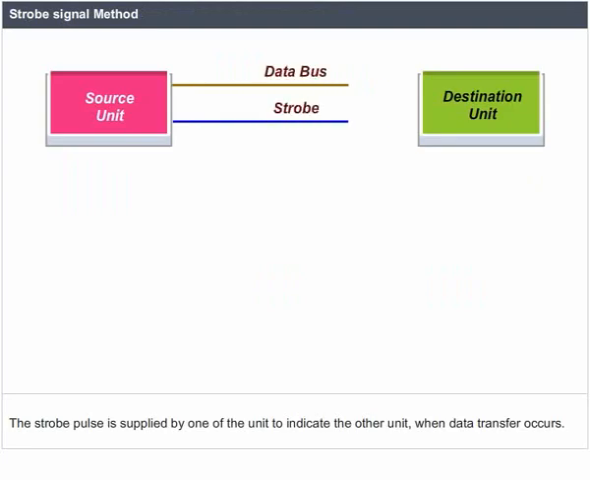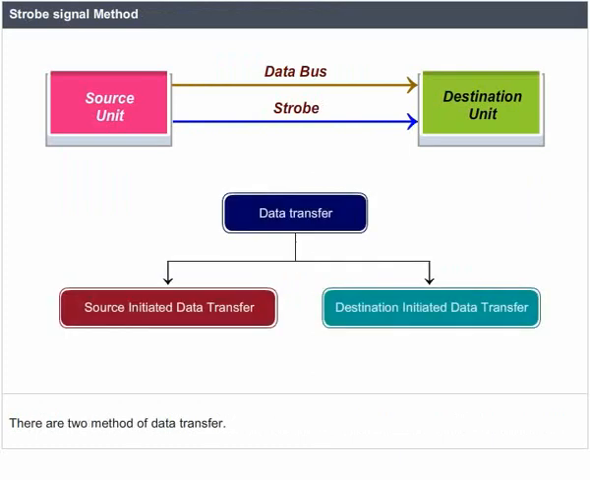Strobe signal method. The strobe pulse is supplied by one of the units to indicate to the other unit when data transfer occurs. There are two methods of data transfer: source-initiated data transfer and destination-initiated data transfer.